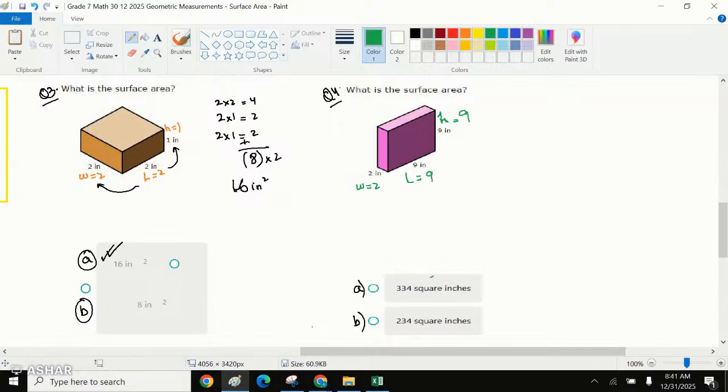Thank you so much for the answer. So if I say length multiplied by width, 9 multiplied by 2 is 18. Length multiplied by height, 9 multiplied by 9 is 81. Width multiplied by height is 2 multiplied by 9, that is again 18. When we add them together, 18 plus 18 plus 81, that comes out to be 117. And this entire thing needs to be multiplied by 2. That would be 234 inches squared. Yes, that is the correct answer.